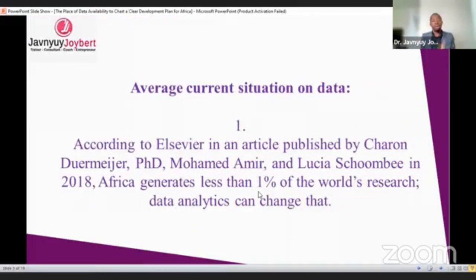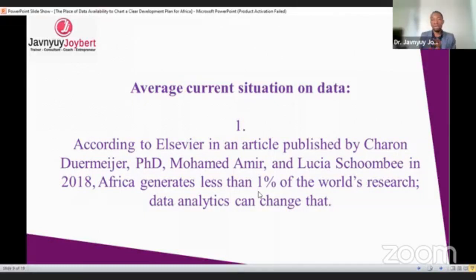Now, I would like us to look at two key things: the average current situation on data in Africa. I'm a bit fast because our time is small, okay? But just follow me carefully. The average current situation on data in Africa, this is very important to understand.